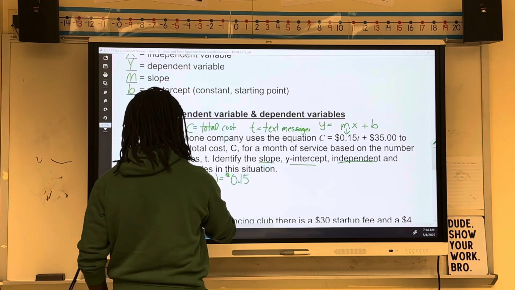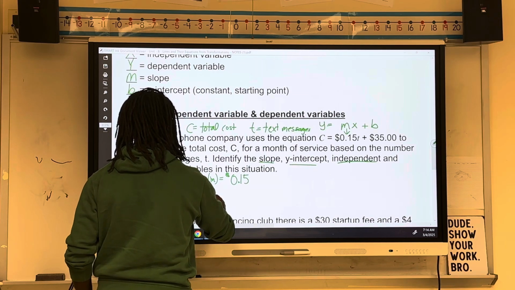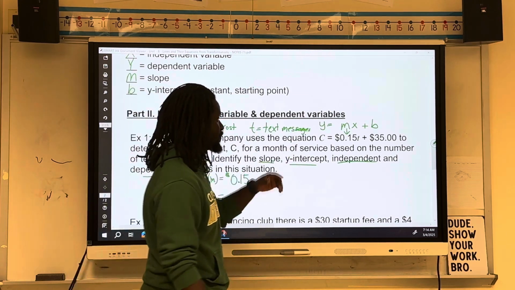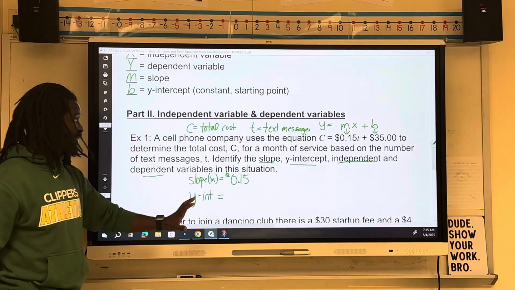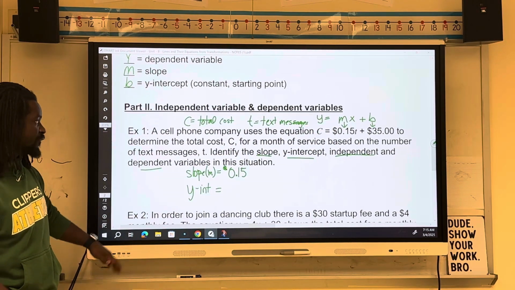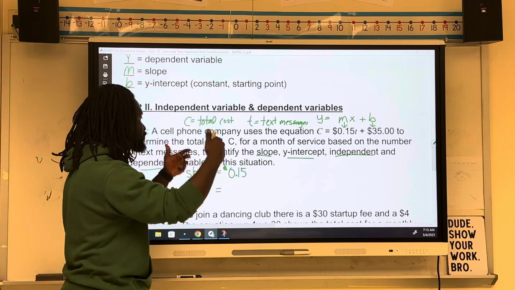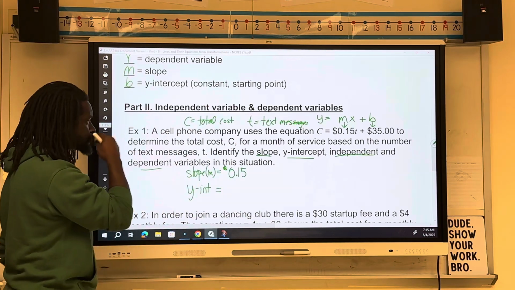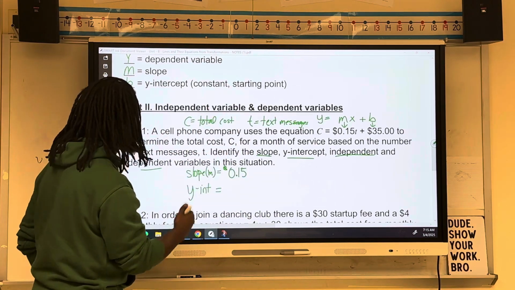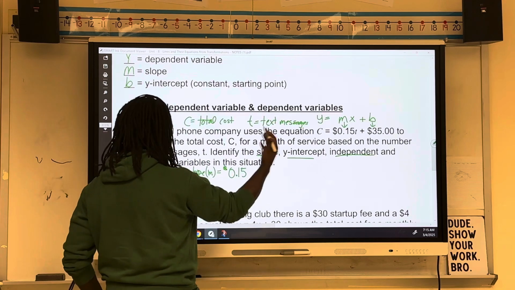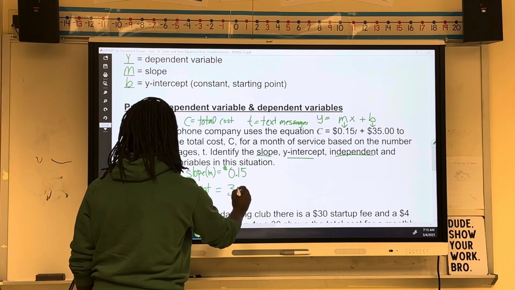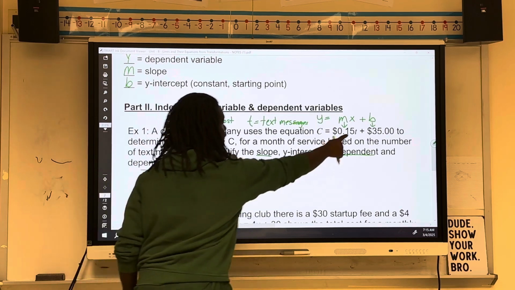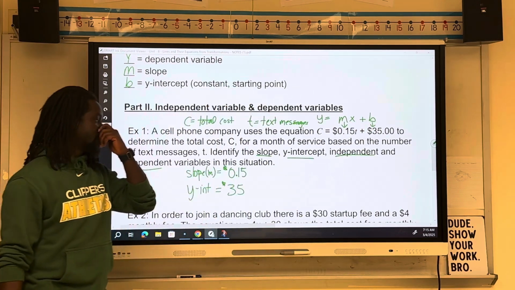Then we can identify our y-intercept, which is the b. That is the constant that is by itself. Usually that's some kind of starting point, or it is the flat rate or the fee that is separate. You just have to pay that and then you pay something additional. The y-intercept is the $35. That is the b, so that corresponds to that.